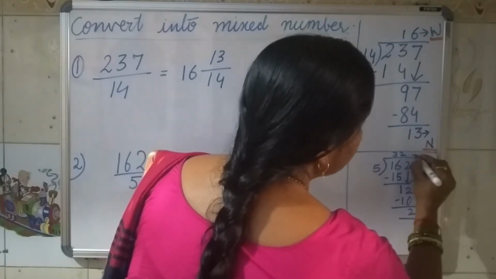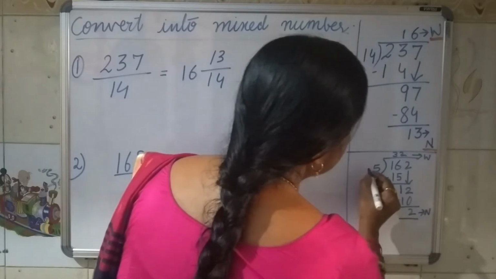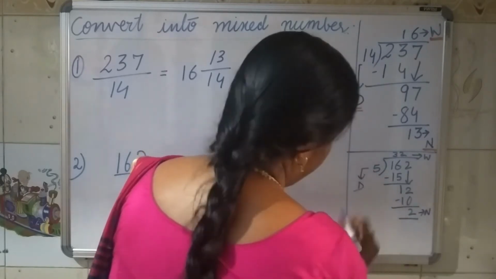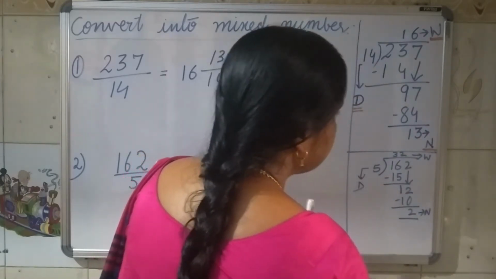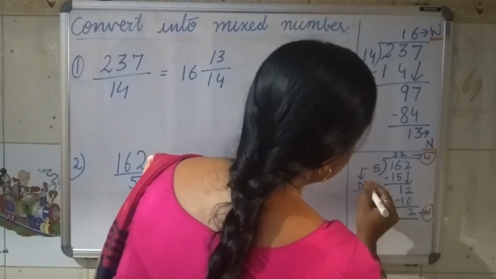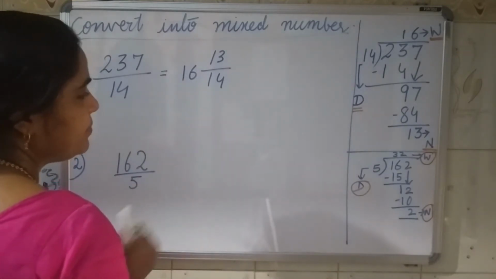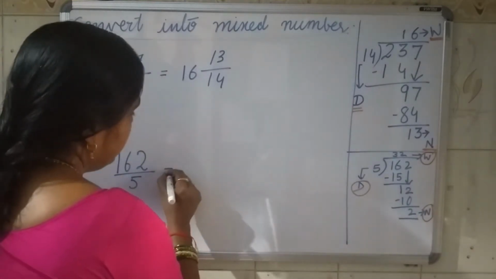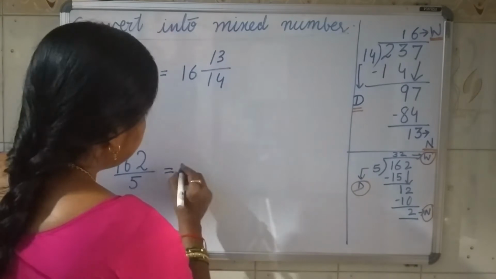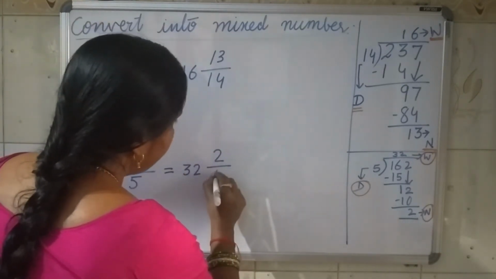Okay, so what is this? This is the whole number. What is this? This is the numerator and this is the denominator. So the mixed number is, whole number is 32 whole 2 upon 5.